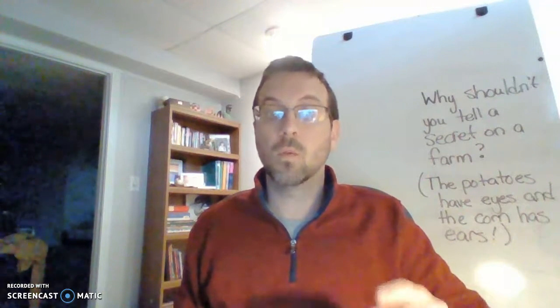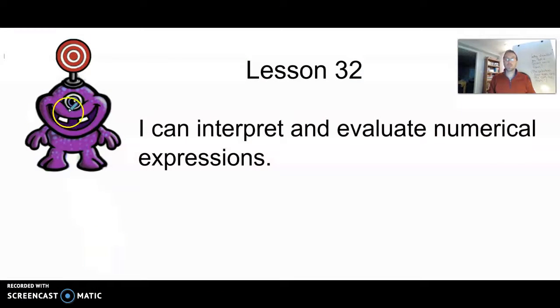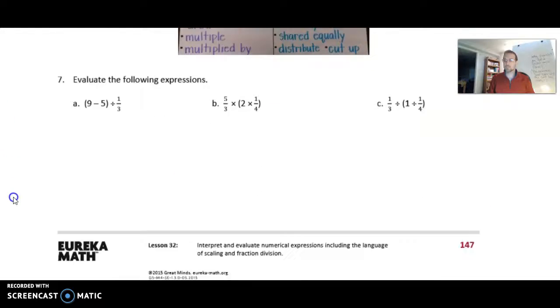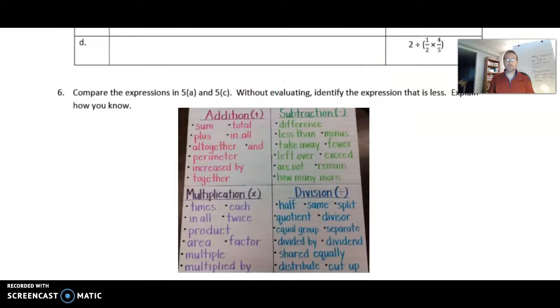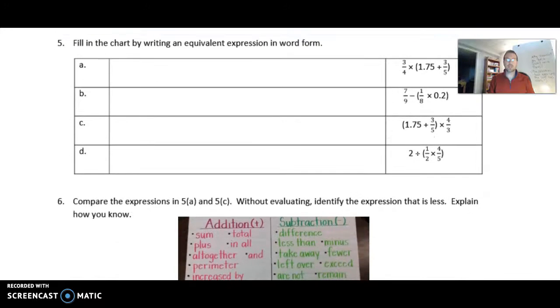But I wanted to focus on one other aspect. So let's begin. Again, we're interpreting and evaluating. We're going to focus more on the interpreting section today, or at least for this part of the video. And we left off on page 147. Let's scroll down. Yep, page 147. And on page 147, I wanted to focus on number 5. It's the only one that we haven't looked at.